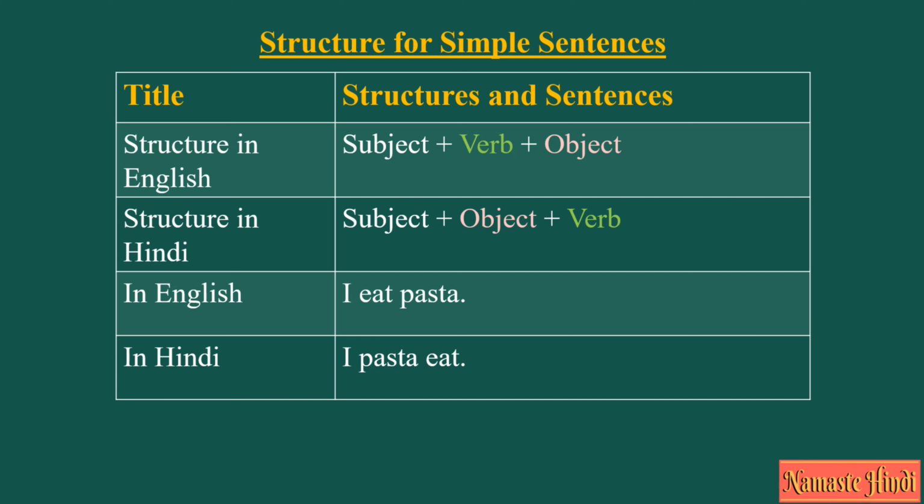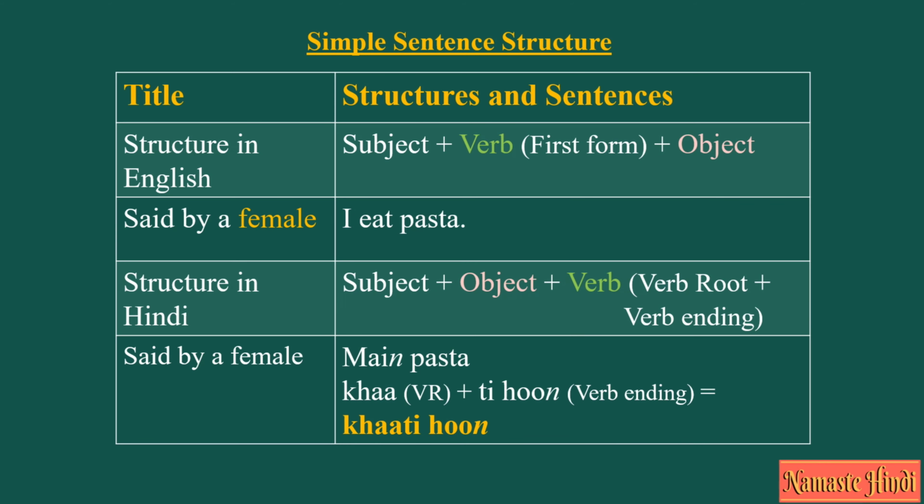Simple sentence structure. Structure in English is subject plus verb in the first form plus object. If it's said by a female, you would say I eat pasta. But the structure in Hindi is subject plus object plus verb, which is the verb root plus the verb ending for this tense. Like pasta, there are so many objects that you can use in exactly the same way you use them in English. So if you don't know the Hindi word, don't worry. Oftentimes you can just use the English word in the sentence.